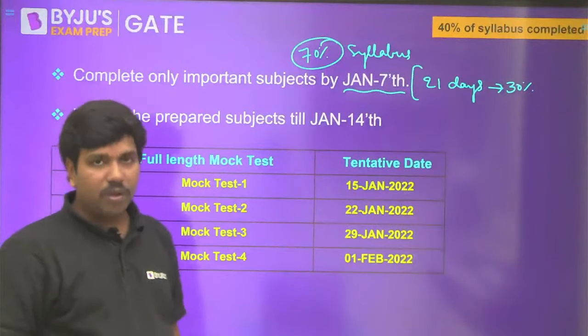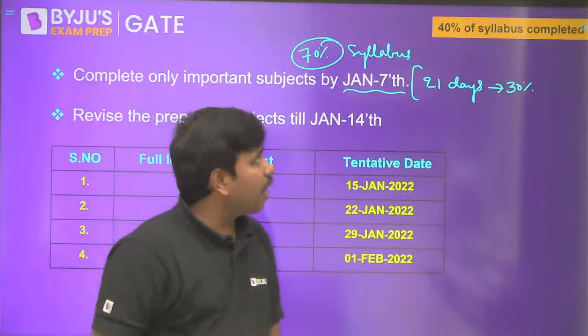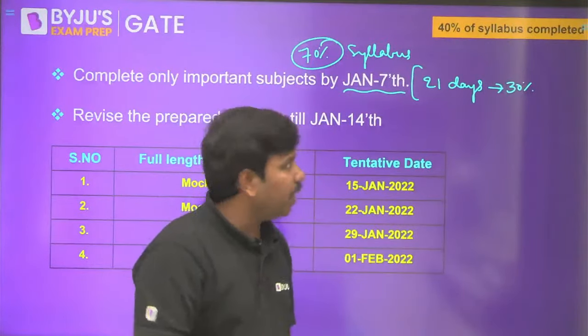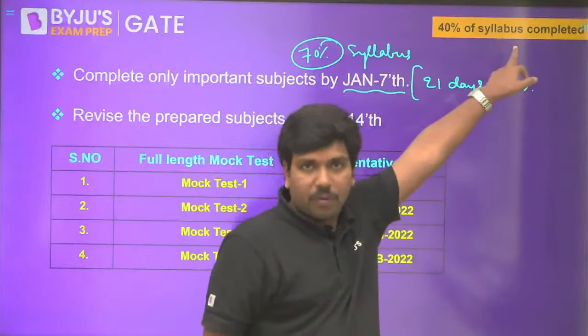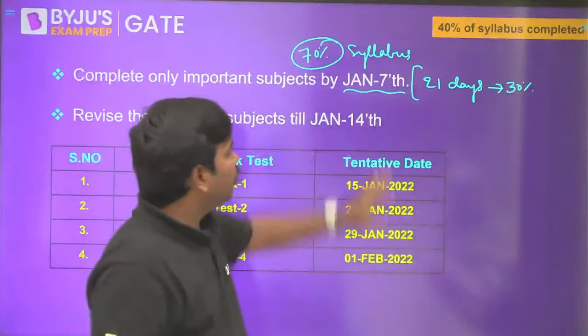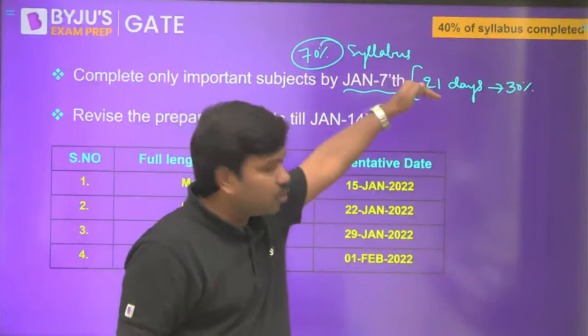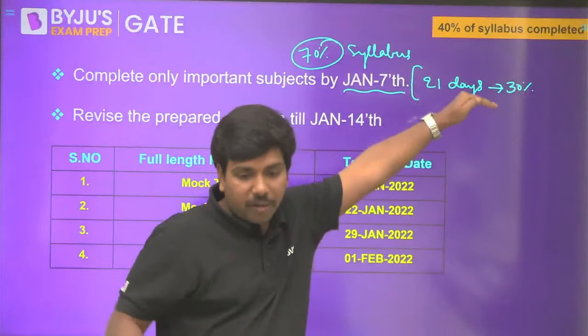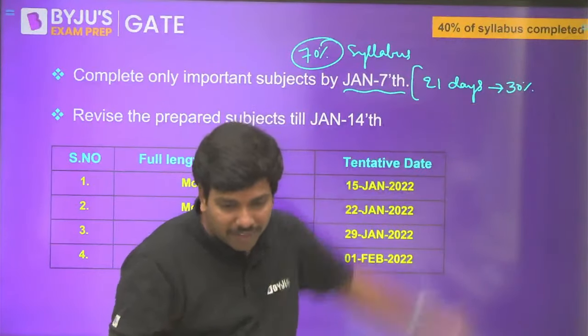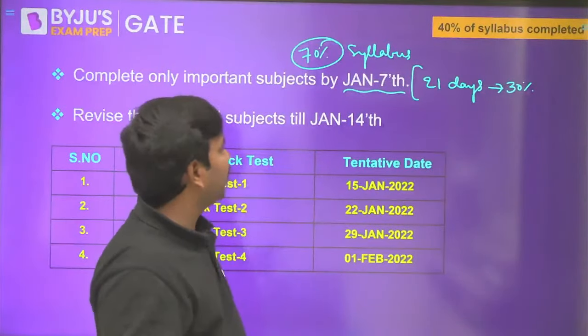Please listen carefully, right? Because you told that maths and aptitude and some 2-3 subjects you have prepared. That means you are at 40% of the syllabus. If that is the case, then you must push yourself for the next 21 days to complete the remaining 30%. That's my case. Yes, good. That's why I told you to have patience and wait till the end.